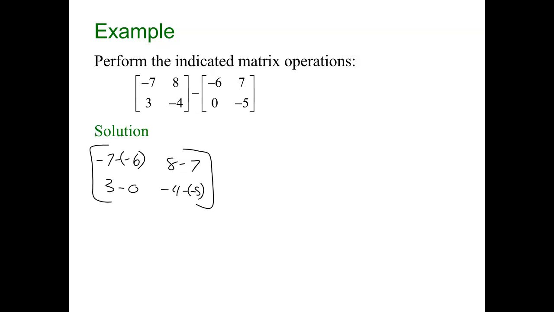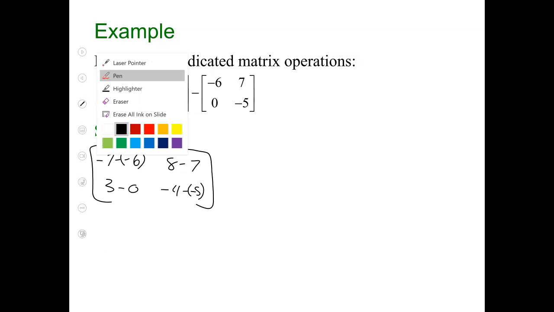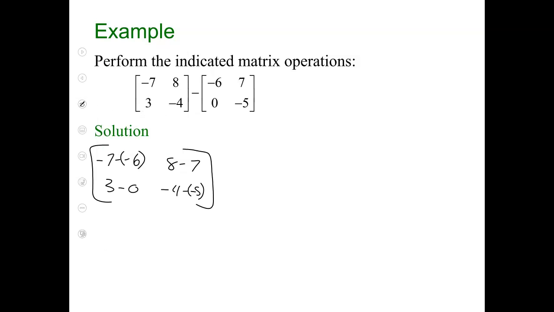I see those negatives disappear all the time, especially in subtraction. Be really careful with those negatives. Make sure that they don't disappear. Okay? Alright. Negative 7 minus negative 6. 8 minus 7. 3 minus 0. Negative 4 minus negative 5. Positive 1. Great.